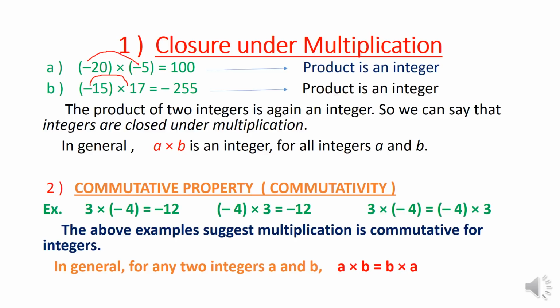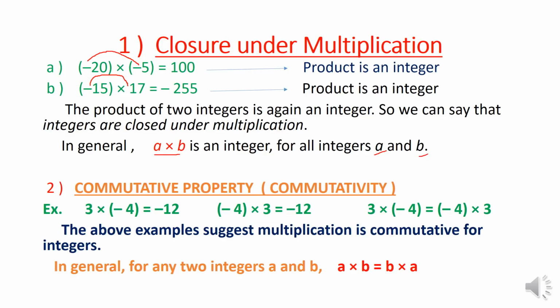So, you will get here minus 255. So, here both are integers. That means, if we are multiplying any two integers, then we are getting an integer. So, this property is called closure under multiplication. So, in general we can write a multiplied by b is an integer for all integers a and b.